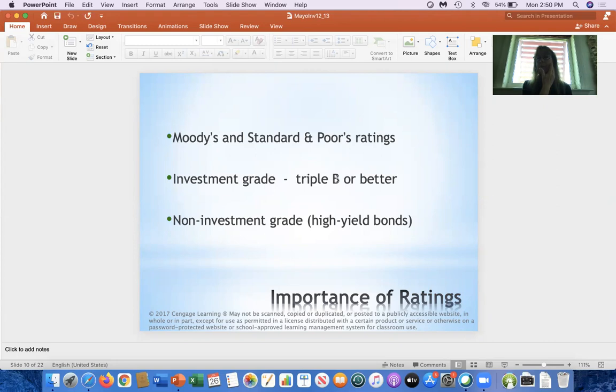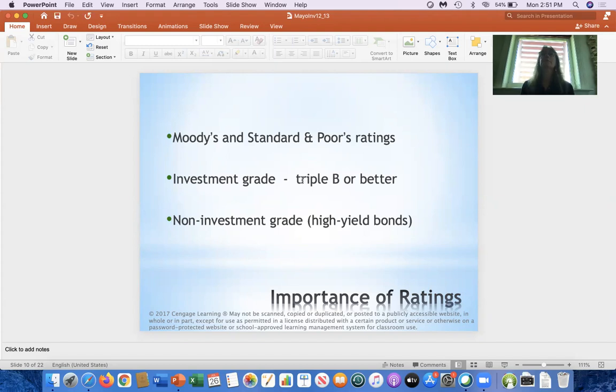So the ratings typically, it depends on the company, but the ratings are typically AAA, AA, single A, triple B, double B, single B, triple C, and so forth on down. So if you have a BBB or better, that's considered an investment grade bond. That means it's a bond from a really stable company, with a very small chance of default.